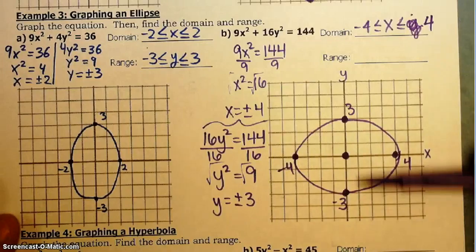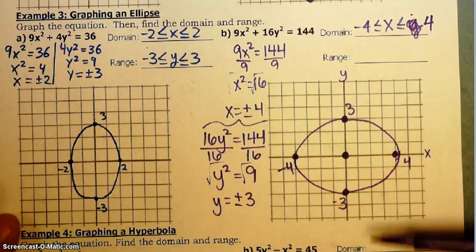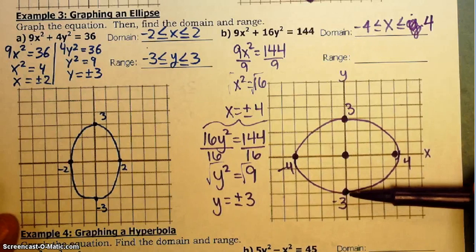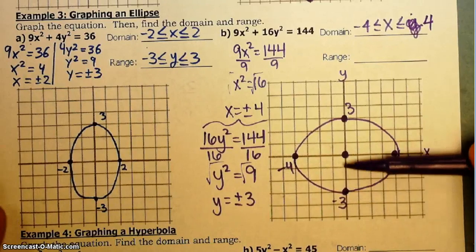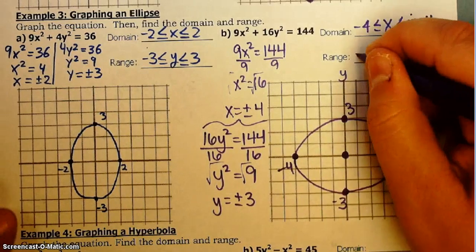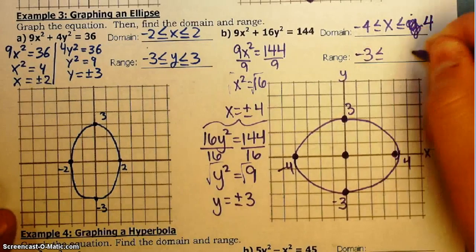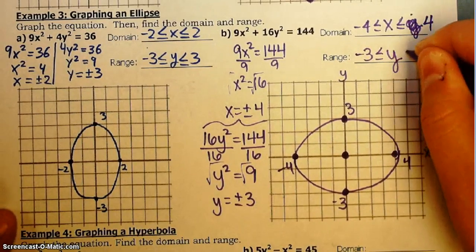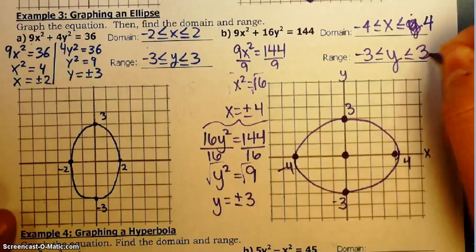Now, when we're doing range, it's how the y values move, how we're going up and down. So my lowest value here is -3, and I move up to 3, nothing above that, nothing below that. So your y values, it's going to be -3 less than or equal to y, since we're talking about range, less than or equal to 3.